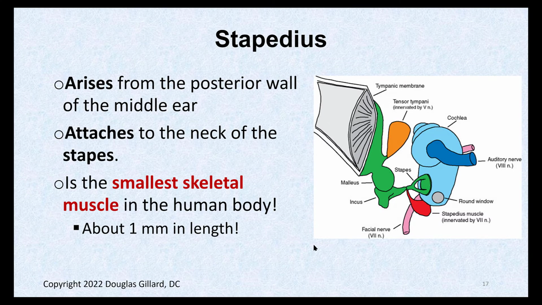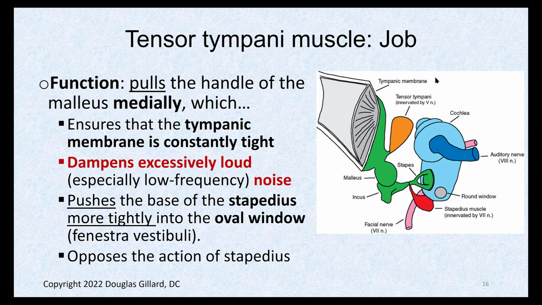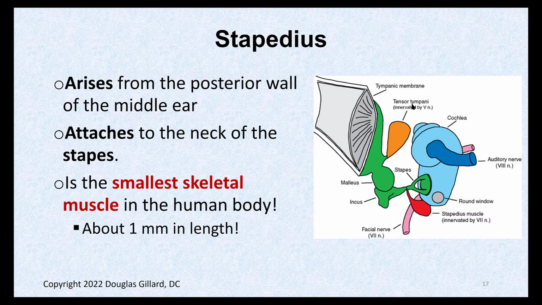The stapedius arises from the posterior wall of the middle ear. Okay, it has nothing to do with the eustachian tube. It attaches to the neck of the stapes. That makes sense. Stapedius attaches to the stapes, just as tensor tympani attaches to the malleus. I don't know why they didn't name it something like tensor malleus, but they didn't.